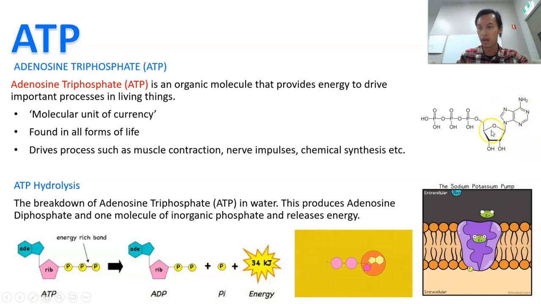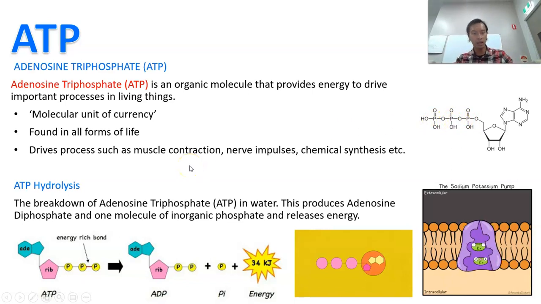There's an adenine molecule there, a sugar molecule there, and then it's got 3 phosphate tails. Okay, this is very important. When you put ATP in water, it breaks it down and it undergoes a process called ATP hydrolysis. This produces adenosine diphosphate, meaning 2 phosphates, and it releases 1 molecule of inorganic phosphate and some energy along with it.